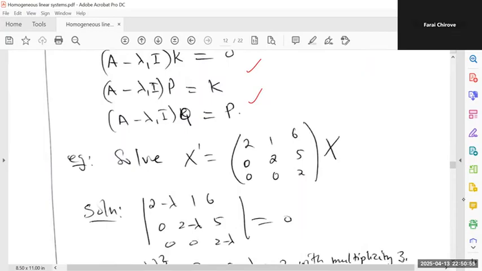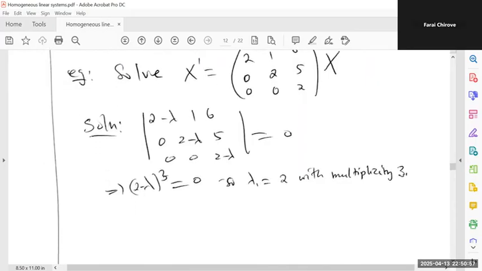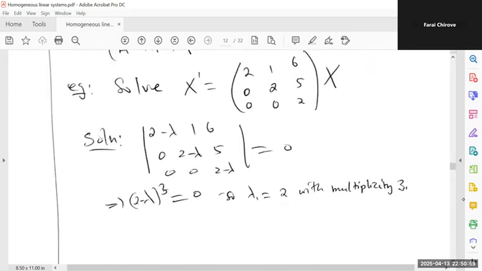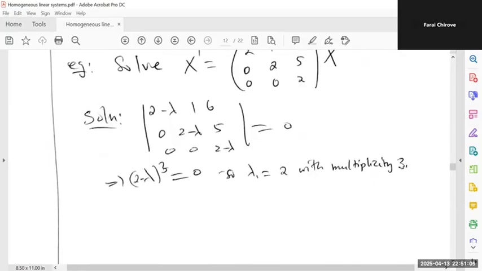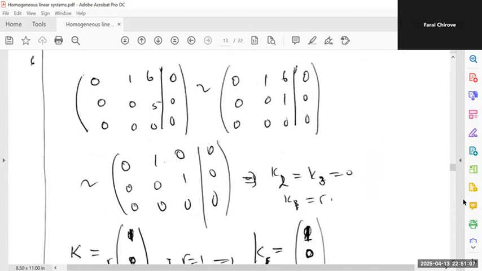It is straightforward here that lambda equals 2 is an eigenvalue that is repeated 3 times. So let's go to our computation of the eigenvector k. We want to find the eigenvector k.